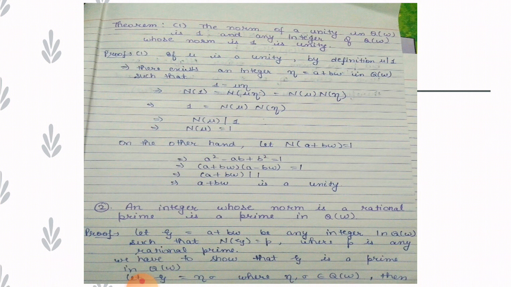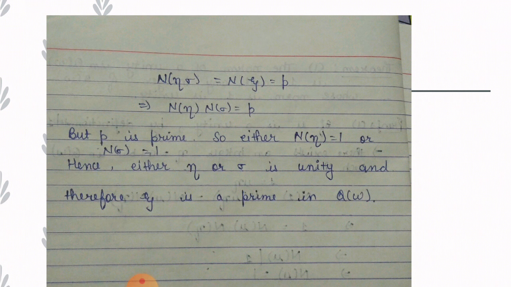Now let's take the second theorem. An integer whose norm is a rational prime is a prime in Q omega. Let xi equal to a plus b omega be any integer in Q omega such that norm of xi is equal to p, where p is any rational prime. We have to show that xi is a prime in Q omega. Let xi equal to eta sigma, where eta and sigma belong to Q omega. Then norm of eta sigma is equal to norm of xi, which is equal to p, by the first part of the theorem.